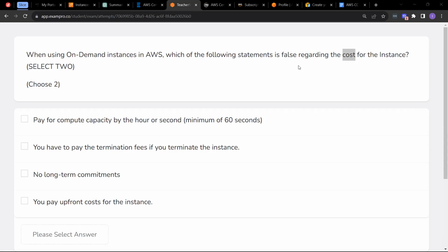Let's read the question. So we are saying, which of the statements is false? 1 and 2 are true. Sorry, 1 is true in the context of cost. You pay for the compute capacity by the hour or second. So you are paying by the hour, but there's no cost for termination fees. If you terminate an instance, you don't pay for it. And yes, no long-term commitment is true in terms of cost. And then upfront cost, you don't pay any upfront cost for the instance. So it's 2 and then 4, right? So these are the false statements as far as cost is concerned.